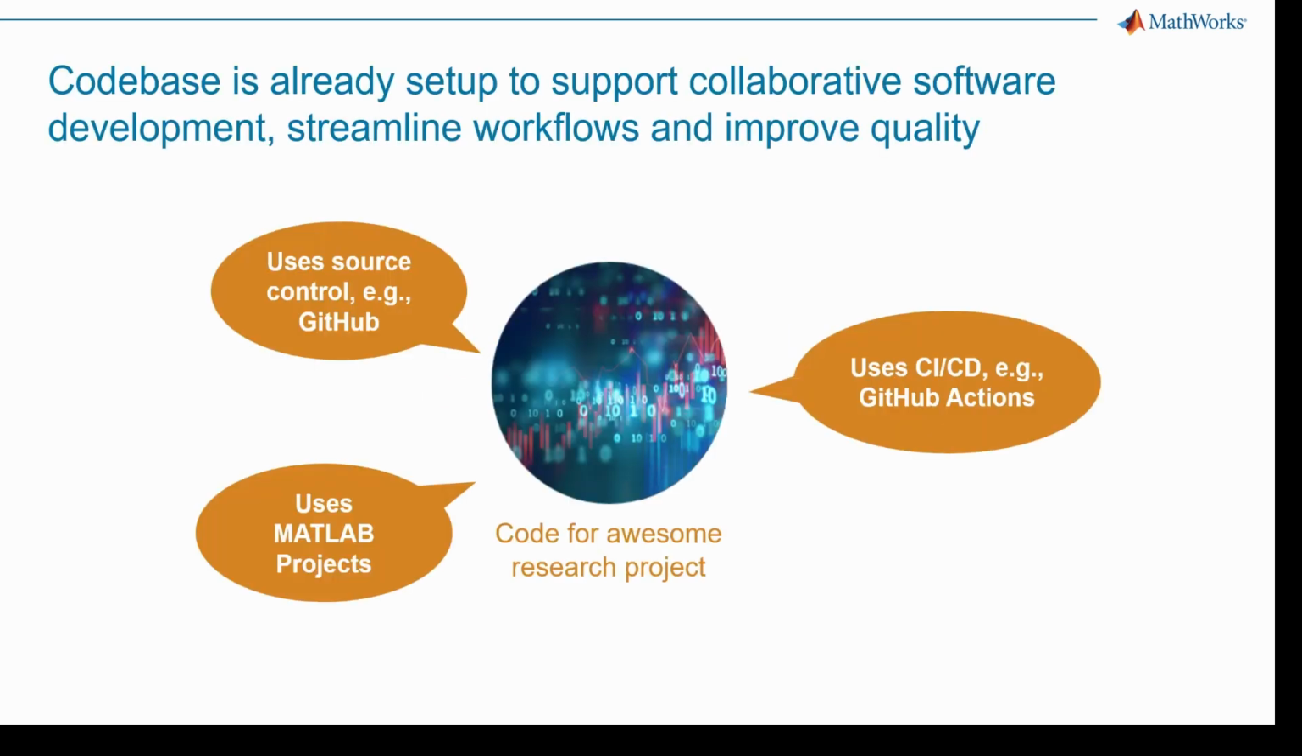To make sure the code is easier to develop collaboratively within the project, as well as to streamline workflows and improve code quality, the team has already taken a number of steps. For instance, they use source control, in this case GitHub, to make collaboration easier and keep track of the code changes. They also use something called MATLAB projects to automatically set up the working environment for everybody working on the project and make the code easier to maintain and extend.